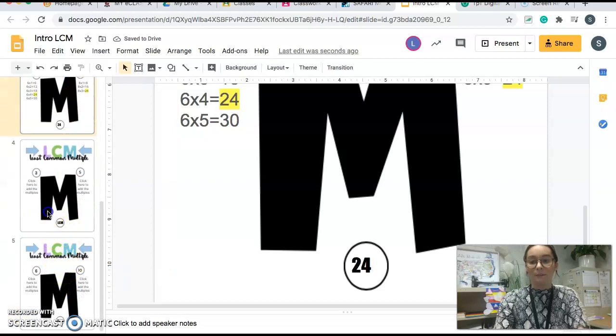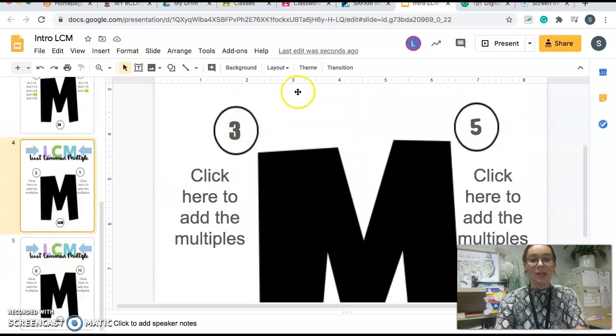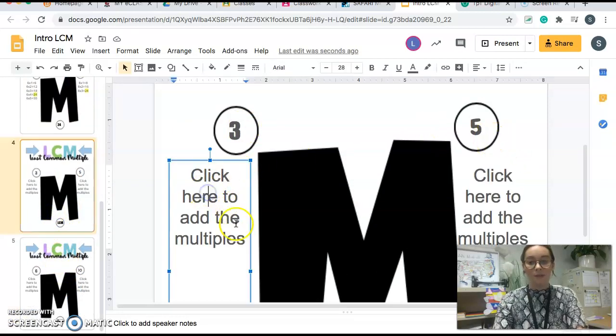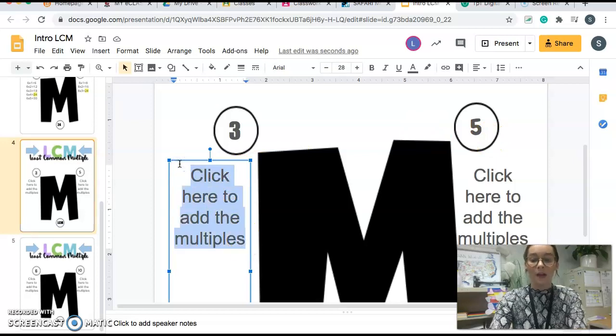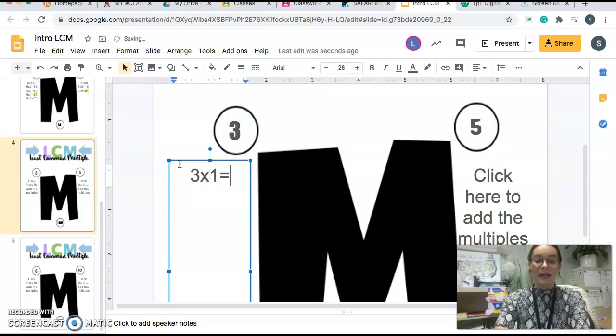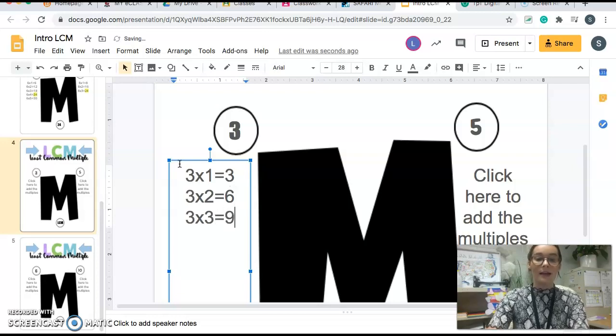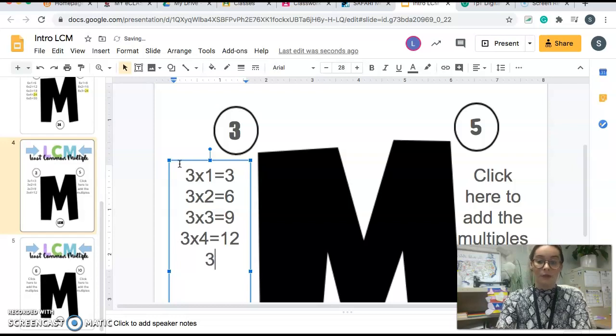Let's do another one. 3 and 5. Here we go. 3 times 1 is 3. 3 times 2 is 6. 3 times 3 is 9. 3 times 4 is 12. 3 times 5 is 15. Let's stop there.